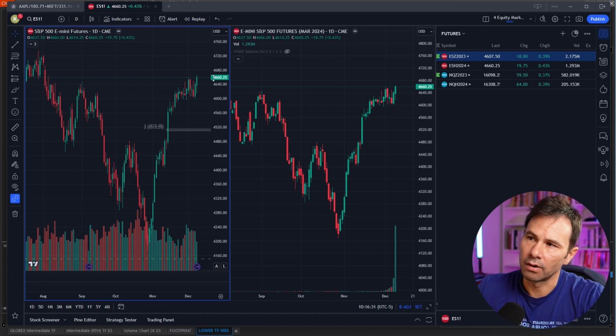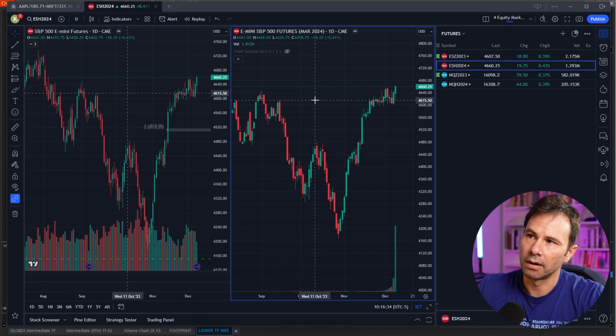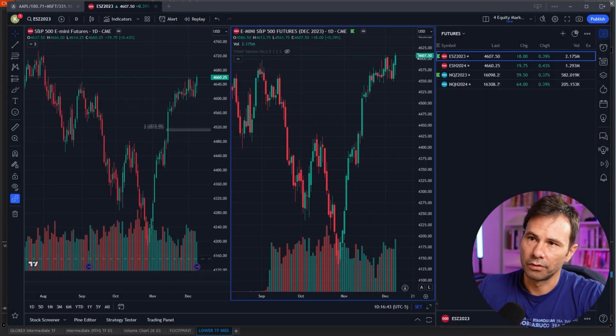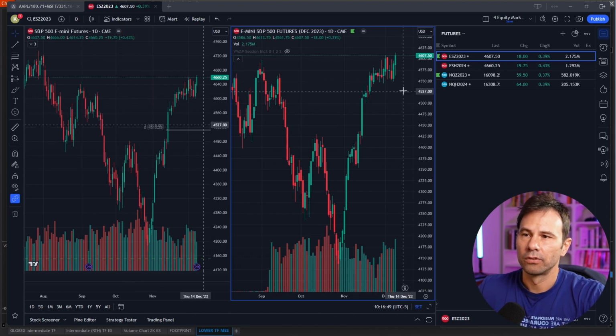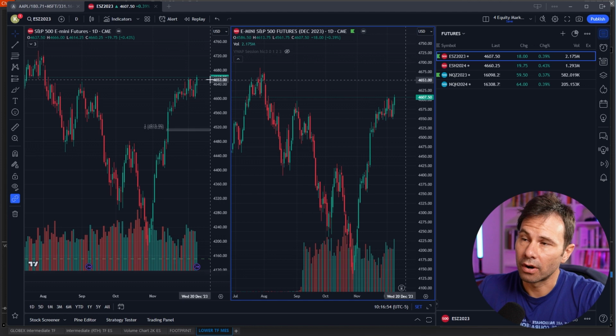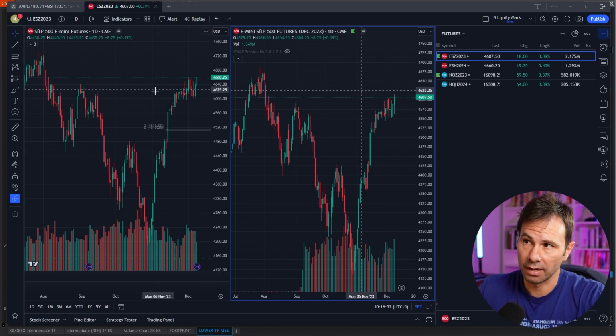Because you can see here how 4660 is the March contract's price, right? But if you put here the December contract, you see how 4607 was the last price that we closed on Friday, right? So why I say this is very important. This is very important because you can see how there are like 53 points of difference, right?